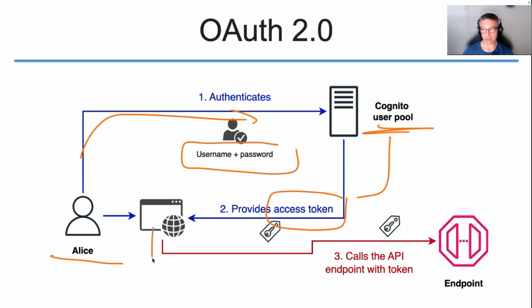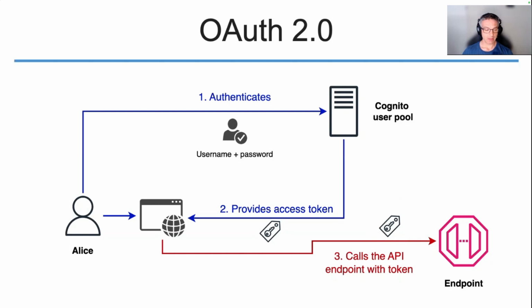Then Alice, through the application, will go to the door, the hotel door, and call the endpoint with that access token. And if the access token is configured properly, that is, it contains the needed properties, the endpoint, the API gateway, will allow the request to proceed. Otherwise, it will deny the request. Now, one important thing here.